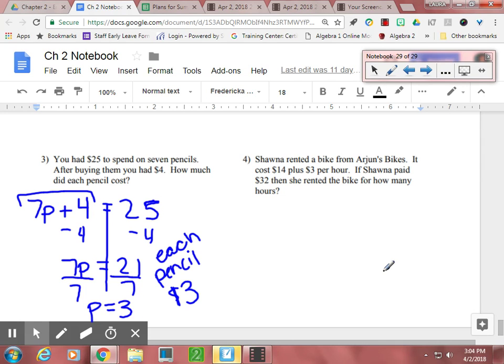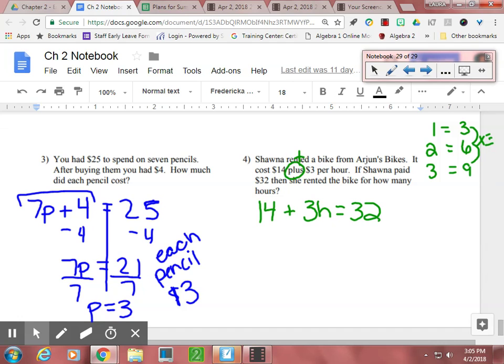Alright, so then Shauna rented a bike from Jordan's Bikes. It cost $14 plus, so let's look at our signs here, plus $3 per hour. So if I did 1 hour, it was 3. If I did 2 hours, so let's think about that. 1 hour was 3. 2 hours would be 6. 3 hours would be 9. What are we doing every time? We're multiplying by 3. So this is going to be 3h plus 14 equals 32. So these are what are called linear equations, and this is going to lead us into our next chapters also.